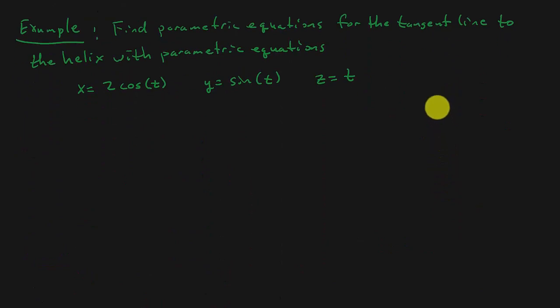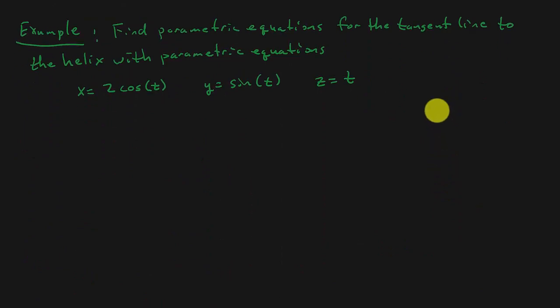All right, let's look at this one. Find parametric equations for the tangent line to the helix with parametric equations x equals cosine t, y equals sine t, z equals t. And I did leave one thing out when I wrote this problem: at the point 0, 1, pi over 2. All right, I didn't write all the problem down.